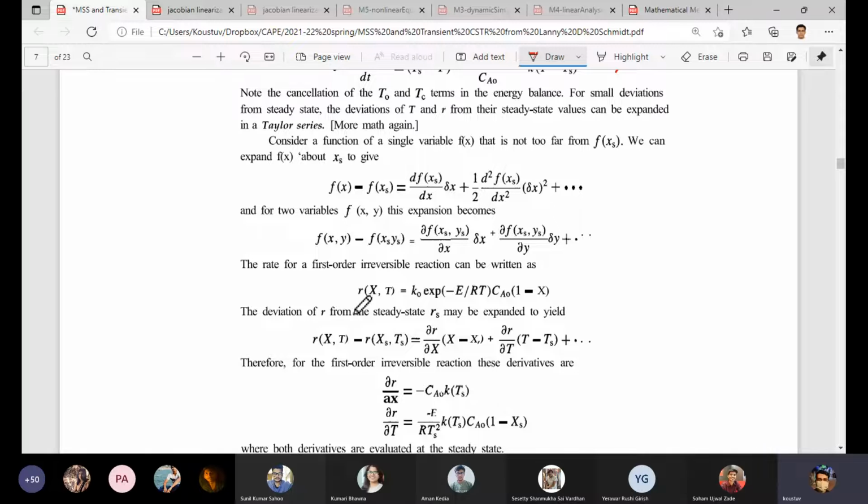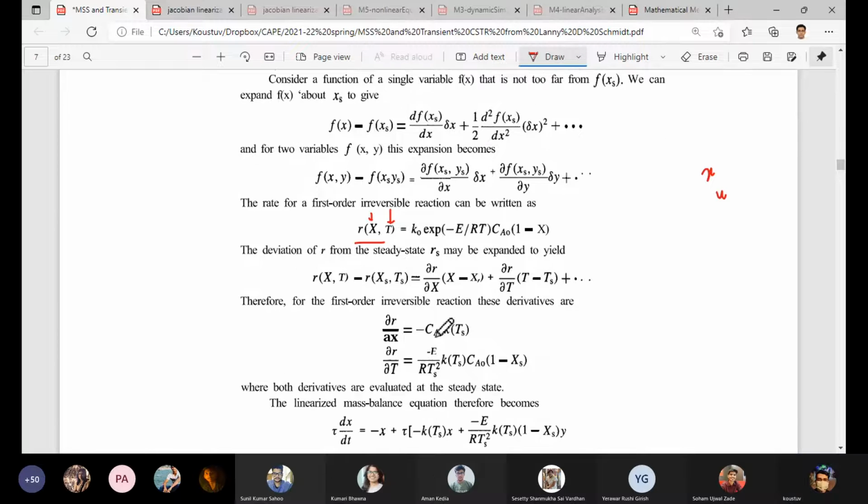So what we have done is that in the R term here we have both conversion and temperature. In the previous examples it was x and u. So with respect to x and with respect to u, we have basically calculated the coefficients. That means we can write the Jacobian, the 4 terms in that matrix, right? Because we have two functions, one with respect to conversion and one with respect to temperature, and these two are nothing but our state variables, or variables that actually characterize the system, right?